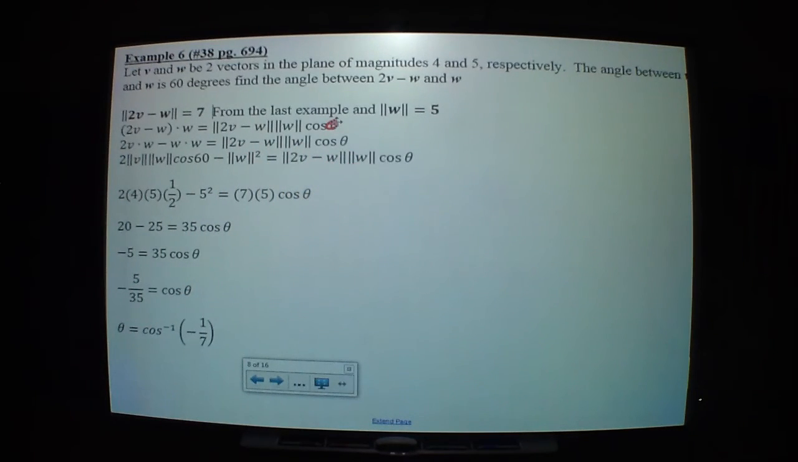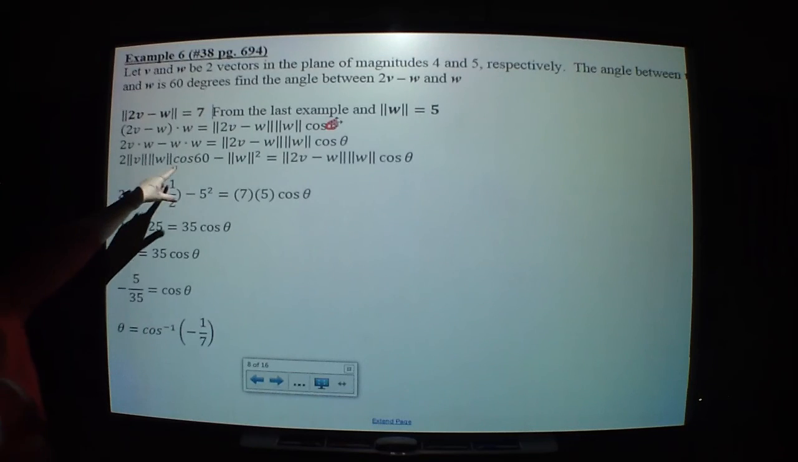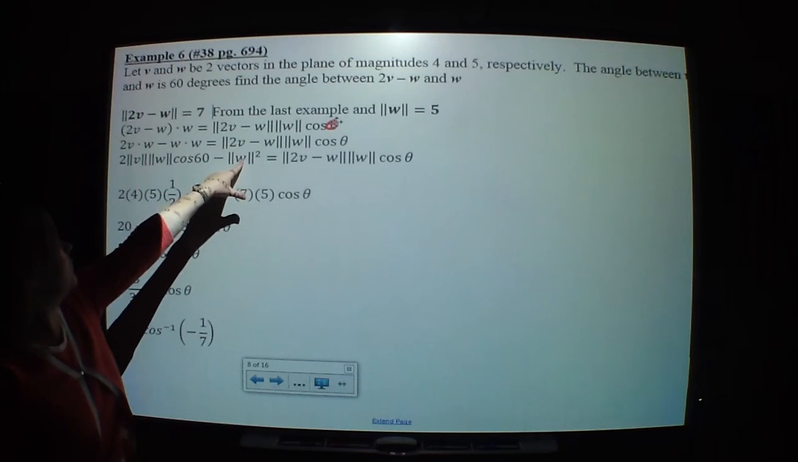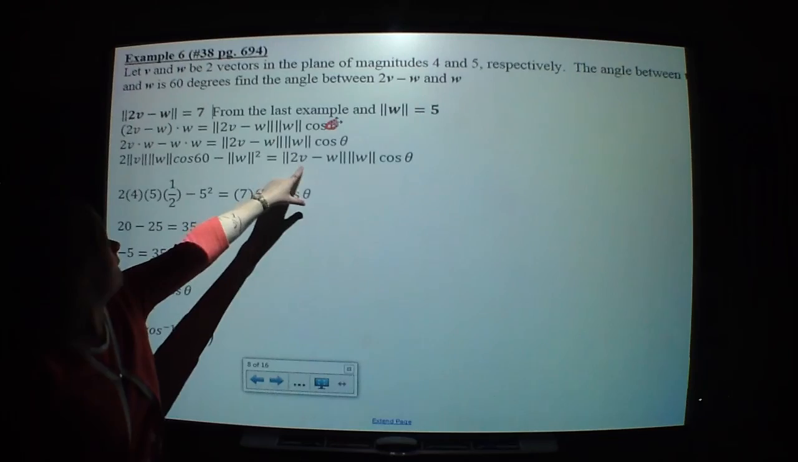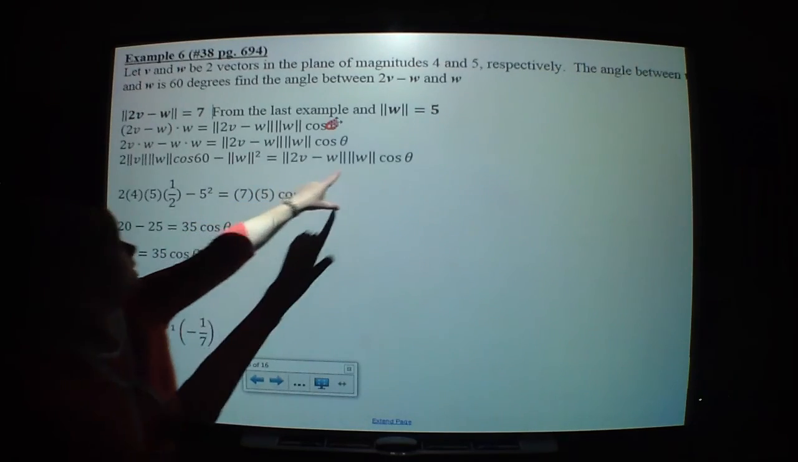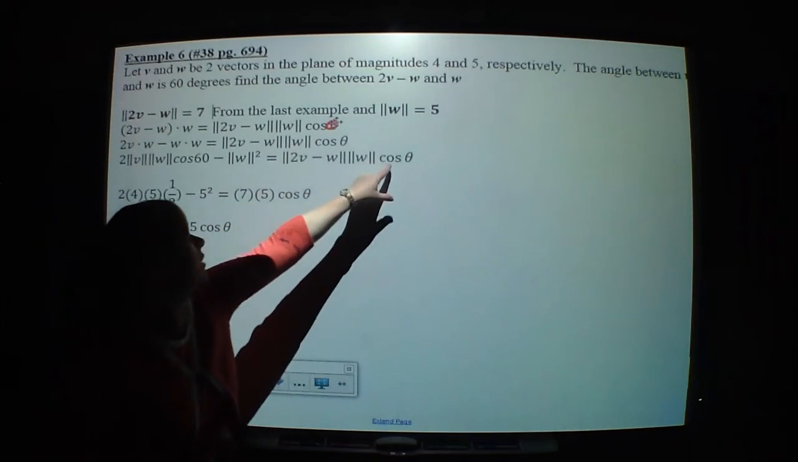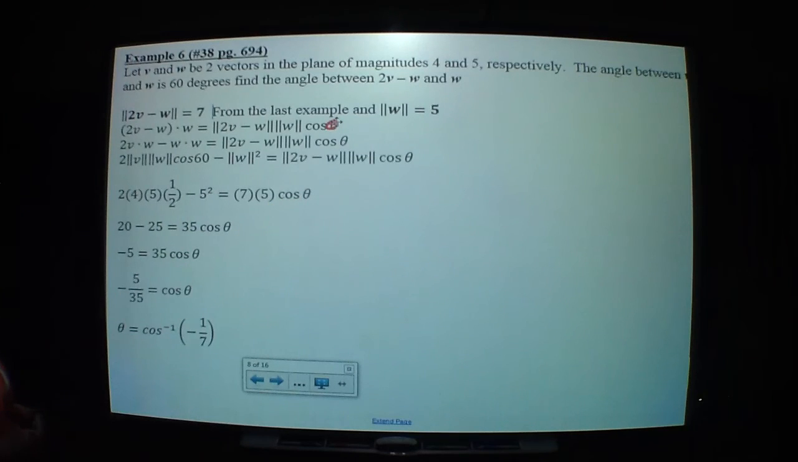So now let's plug in what we know. 2, this right here is given as 4. This is given as 5. Cosine of 60 is a half. This would be 5 squared. This from the last problem is 7. This is given as 5. Cosine of theta. Theta is what we want to find.